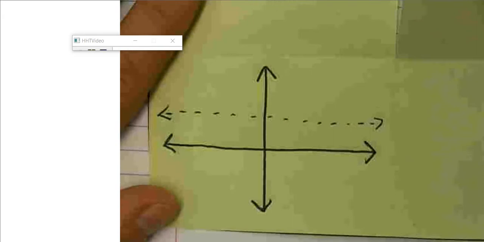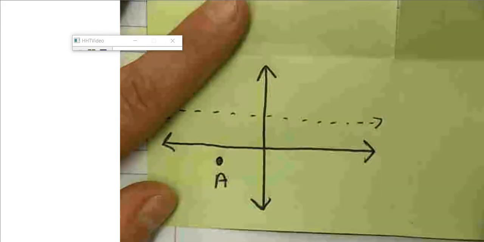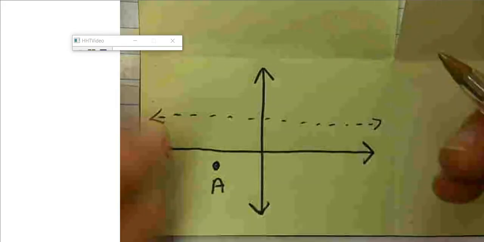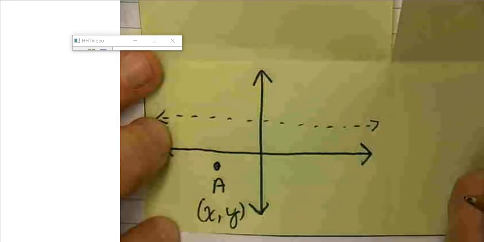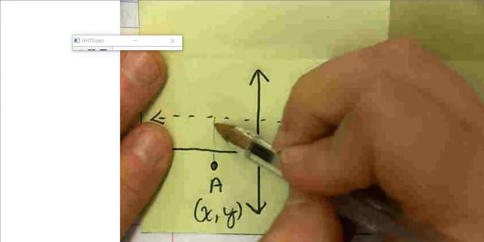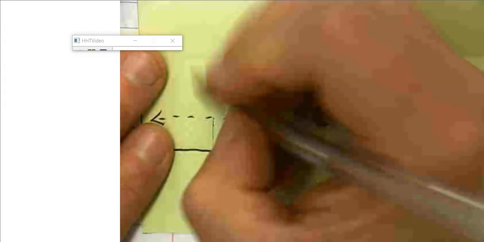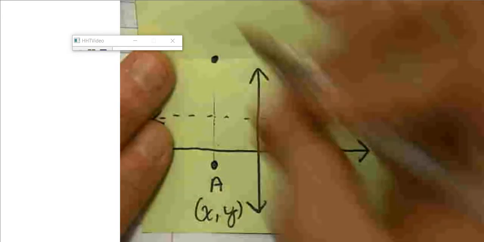So here is my reflection line. And what I'm going to do is plot a point that's about right here, and we're going to call it point A. Point A is some x, y value. And what we're going to do is count so many units up. I'm not sure how many units, but it's going to be so many units up, and I will count this. And then I'm going to identify a point that's about equidistant above it.